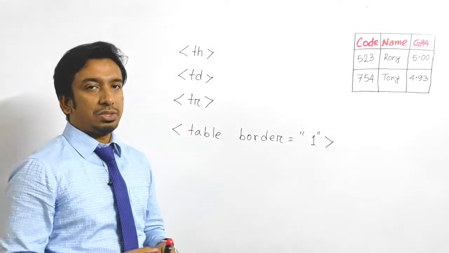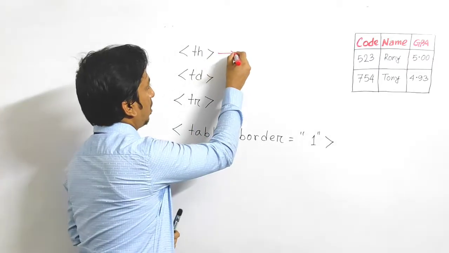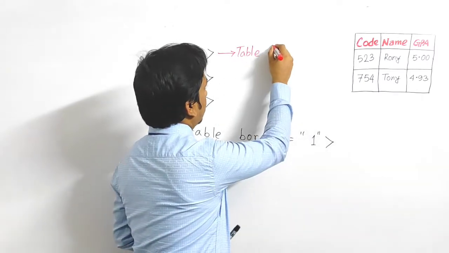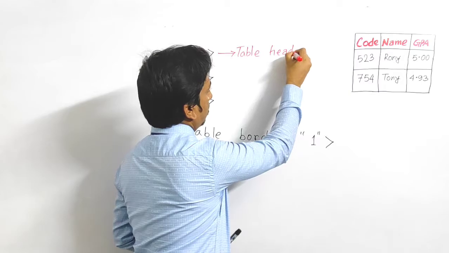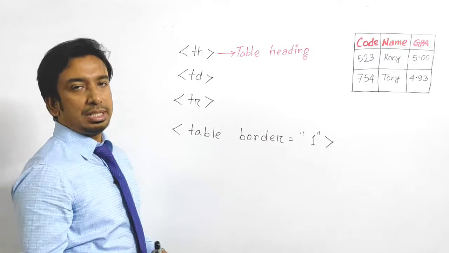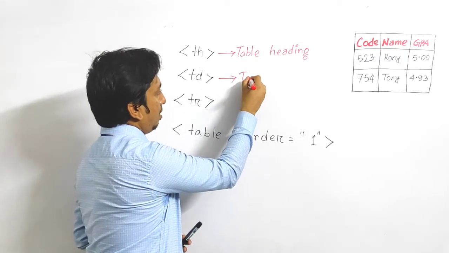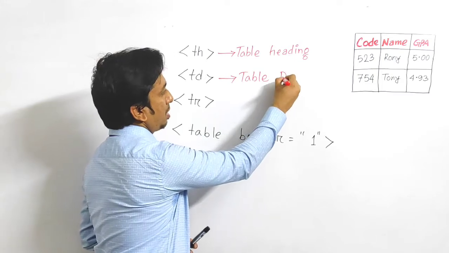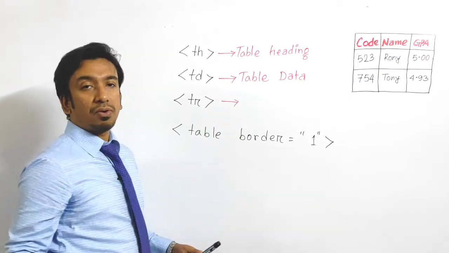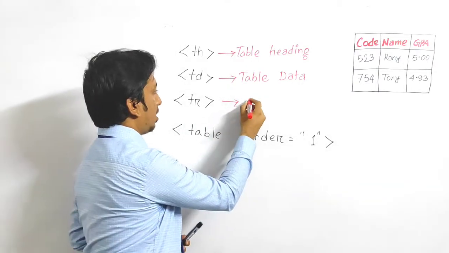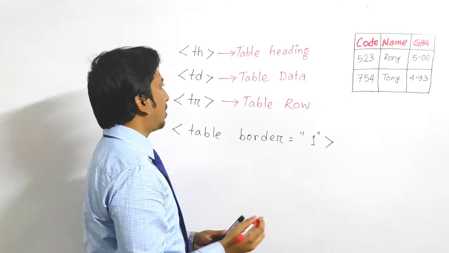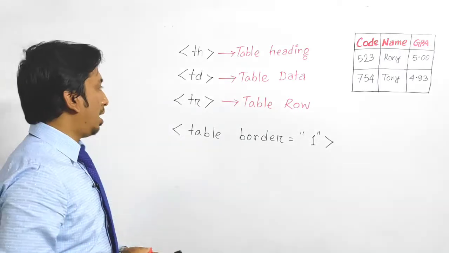Here you can see th. th is used for table heading: t for table and h for heading. Then td, what is td? td is again t for table and d for data, table data. Then the third one, tr: t for table and r for row. So here we have learned three different tags: th, td and also tr.